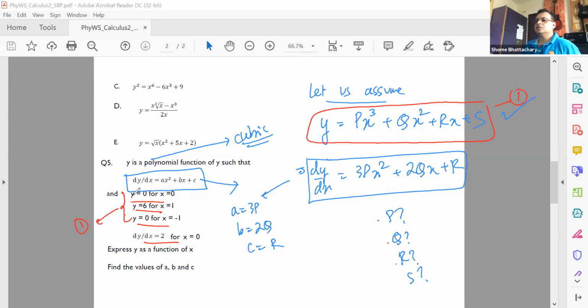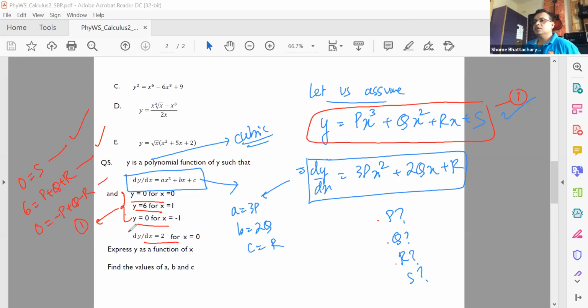So for example, the first one will give me y is 0 when x is equal to 0. So 0 is equal to s. That's what I'm getting from the first one. Then the second one is giving me that y is 6 when x is equal to 1. So that means p plus q plus r, s already is 0, should be 6. So that's my second term. Okay. The third term is telling me that again y is 0, but when x is equal to minus 1. So when x is minus 1, you can see this is minus p plus q minus r. So I'm getting these 3.